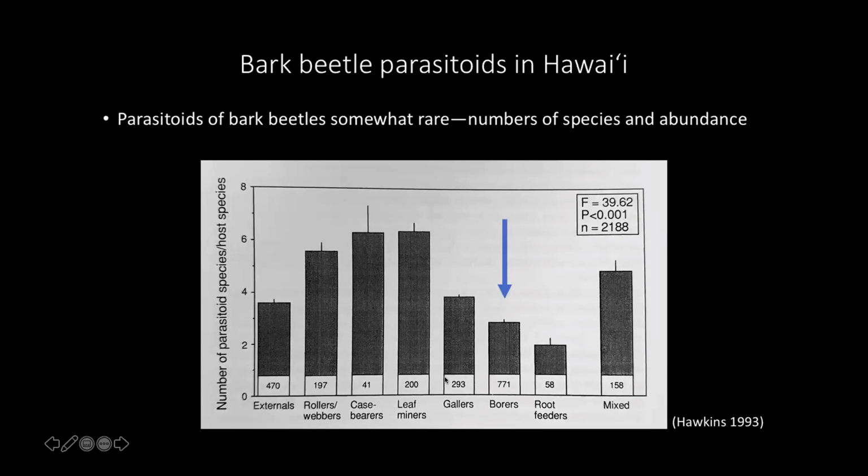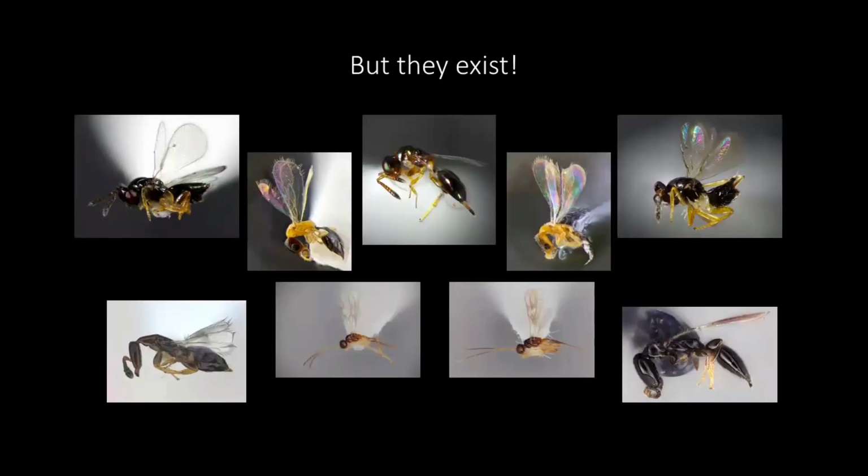Bark beetles are difficult to get at living inside wood, and there are relatively few natural enemies, especially parasitoids, that are known to use them. This is a graph showing relative numbers of parasitoids among feeding guilds. Left to right is more concealed. So on the left is parasitoids associated with hosts that feed totally exposed, such as crawling around on leaves. And here under the blue arrow is boring insects. There are relatively few parasitoids that are known to attack them, but they do exist.